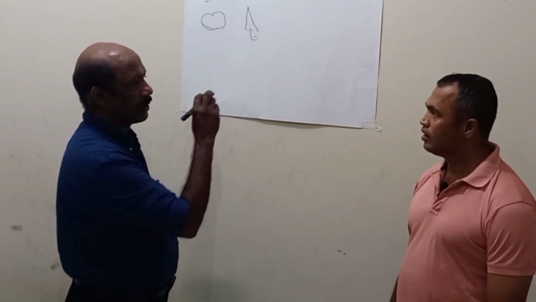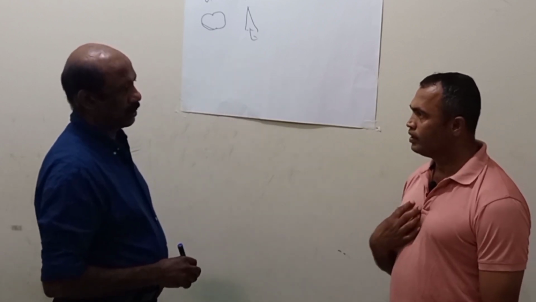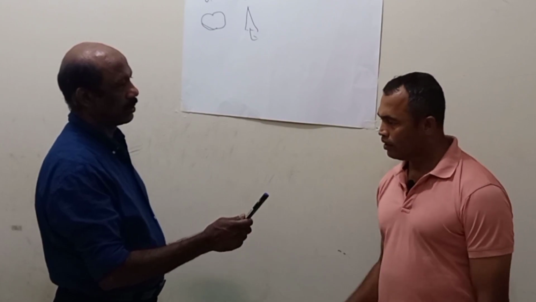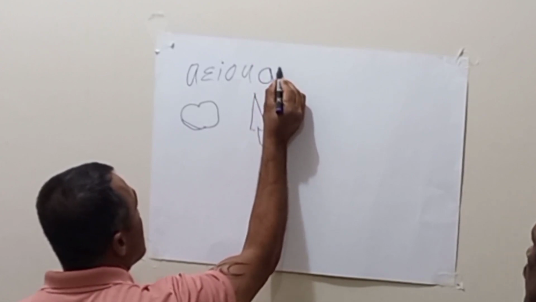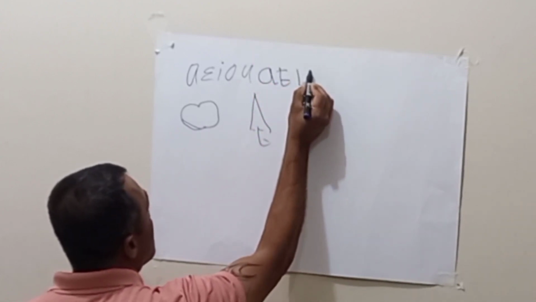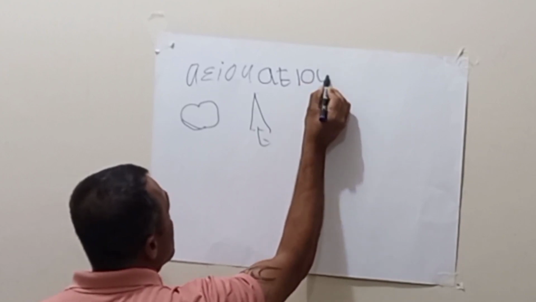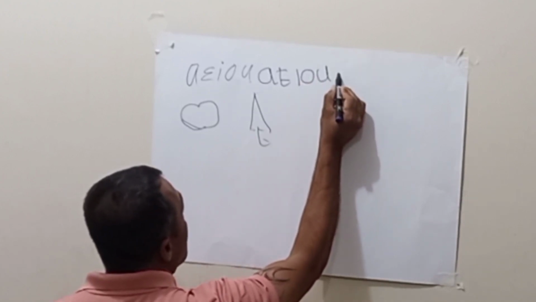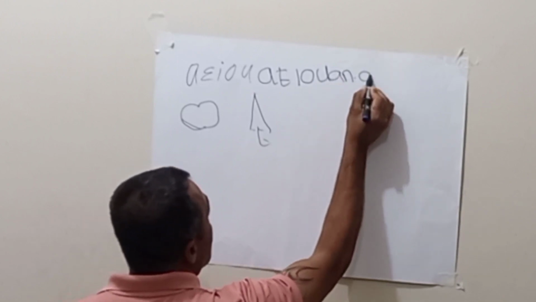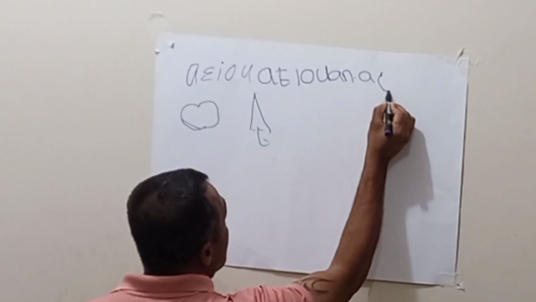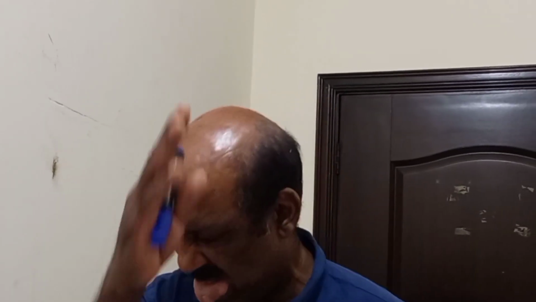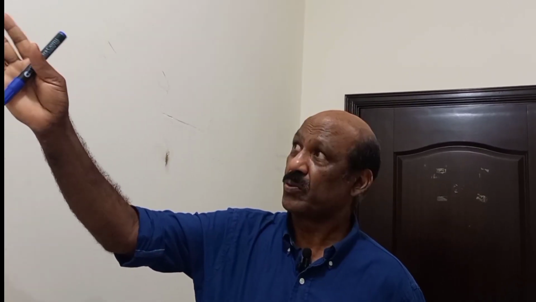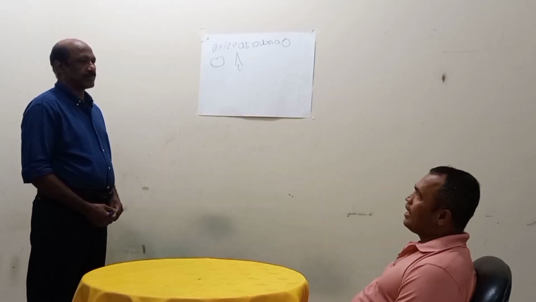Can you write with vowels? An apple. Can you write? With vowels, yes. A E I O U. N A. Apple. Not like this. It's an apple. Not all vowels. A, A, E.